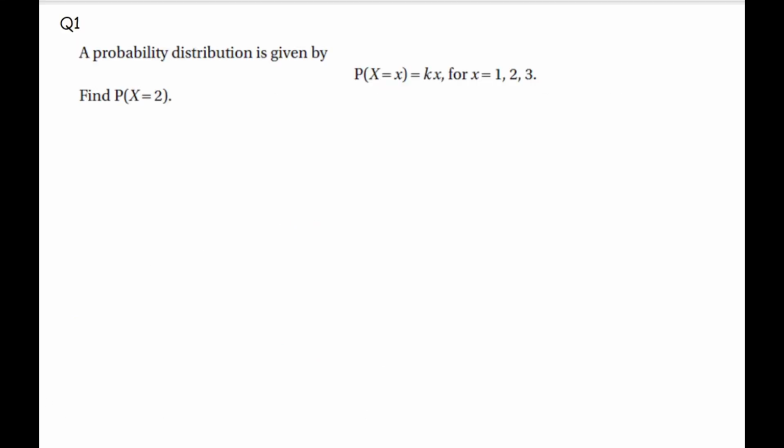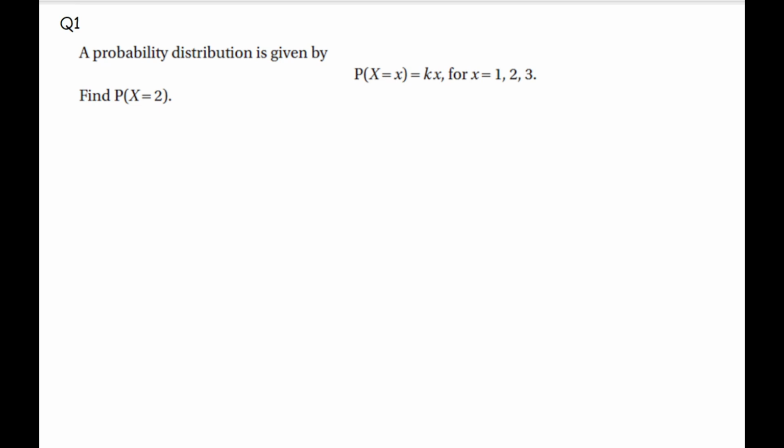Okay, so let's have a look at some example questions. This question says the probability distribution is given as P of x equals kx for the values where x equals 1, 2 and 3. And the question is asking us to find the probability where x equals 2.